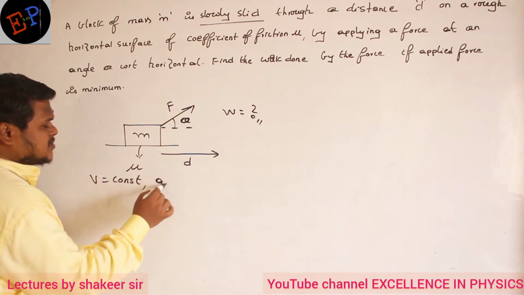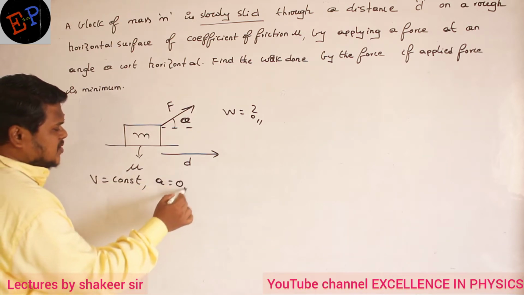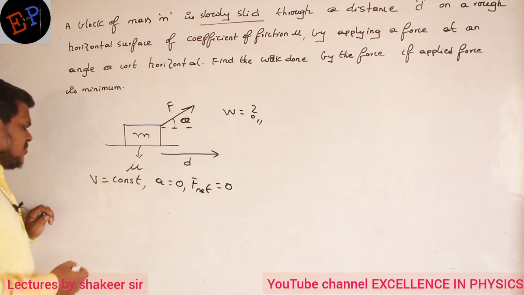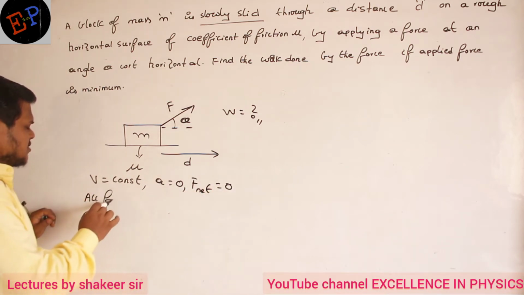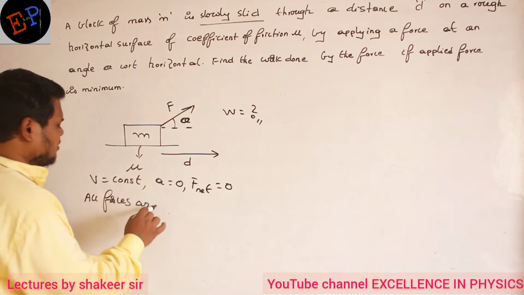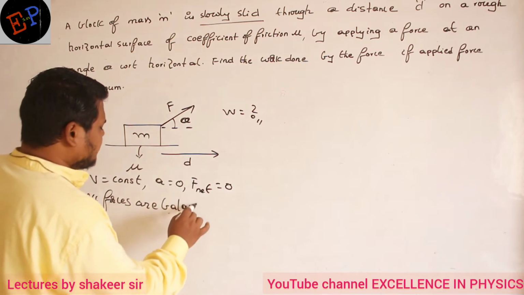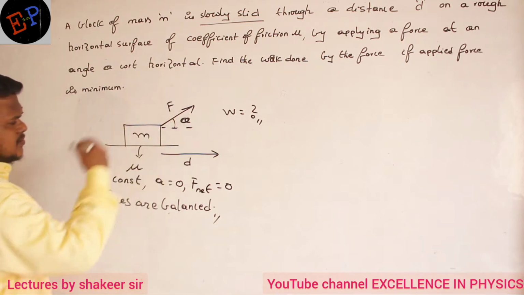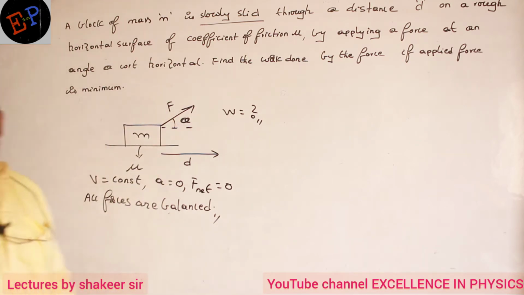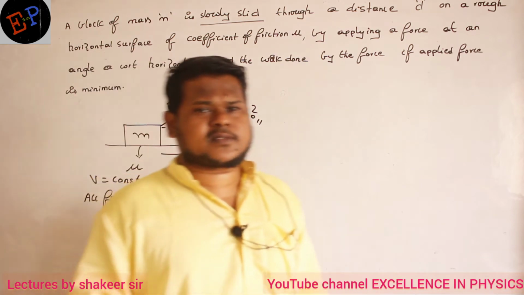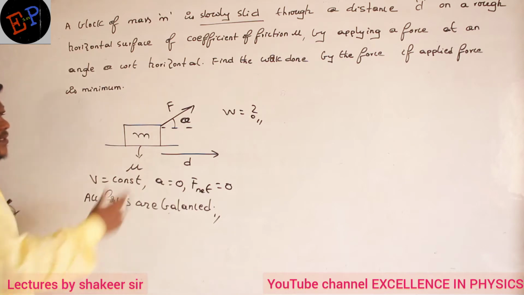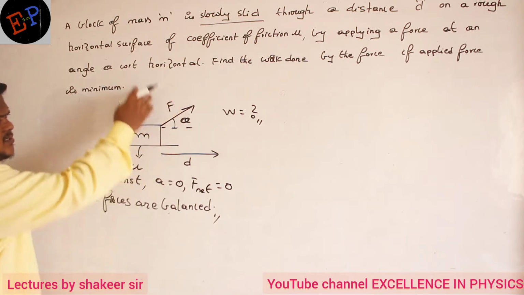Velocity is constant means acceleration is 0, which means net force is also 0. Net force is 0 means all forces are balanced. This is the information I get now. It means all the forces acting on this mass m are balanced, all the forces along the x-axis are balanced, and all the forces along the y-axis are balanced. But here this force is not along the x-axis or the y-axis.